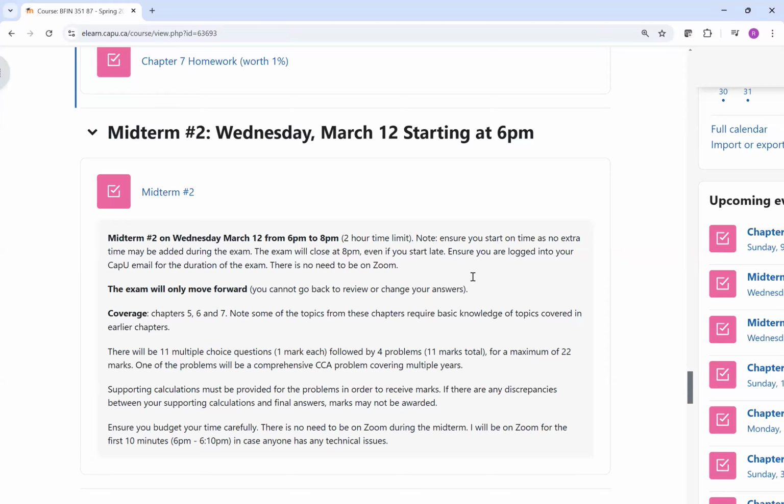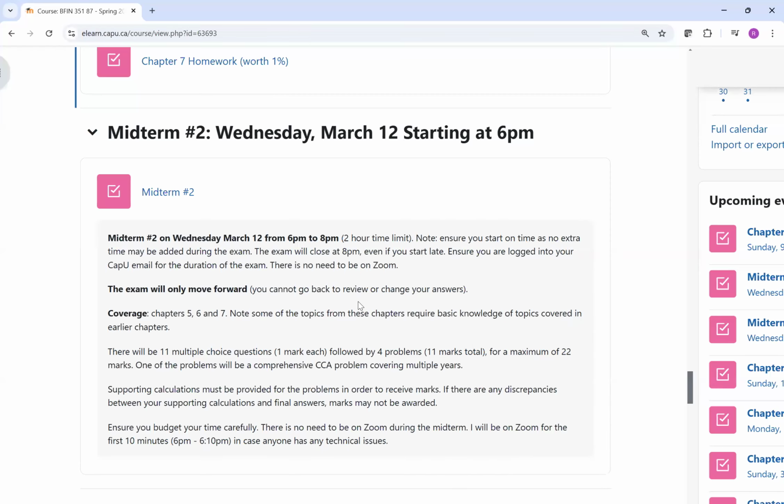Once again, no need to be on Zoom, but I will be on Zoom for the first 10 minutes. So if you do have any technical issues, which generally there never has been any issues with eLearn for exams, but I will be on Zoom for the first 10 minutes in case you have any technical issues, just jump on to Zoom. If you have any questions while you're studying, feel free to reach out by email. If we can't resolve it by email, we can always set up a short Zoom session as well.